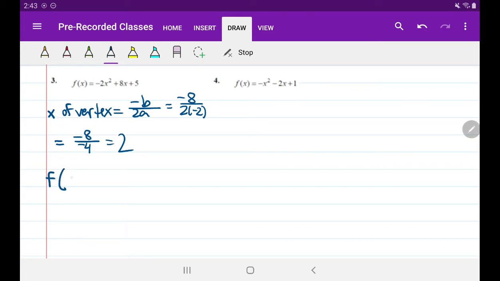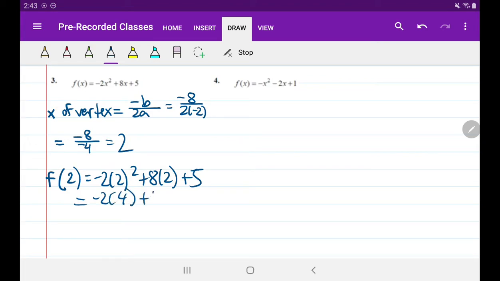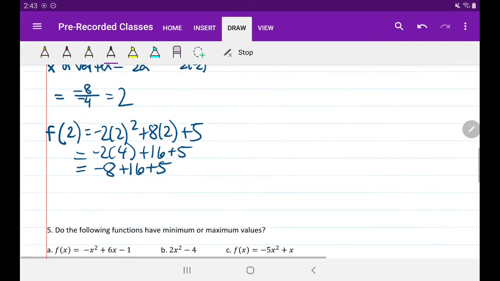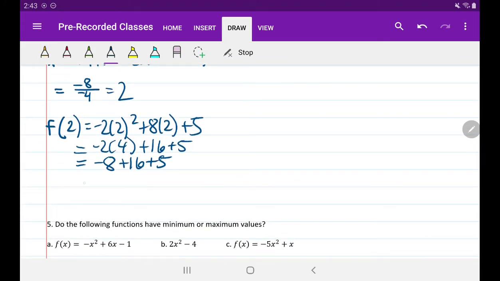So I'll do f of 2, which is going to be negative 2 times 2 squared plus 8 times 2 plus 5. So let's see, that's negative 2 times 4 plus 16 plus 5. So negative 8 plus 16 plus 5. So that will be a positive 8 plus 5, which is 13.